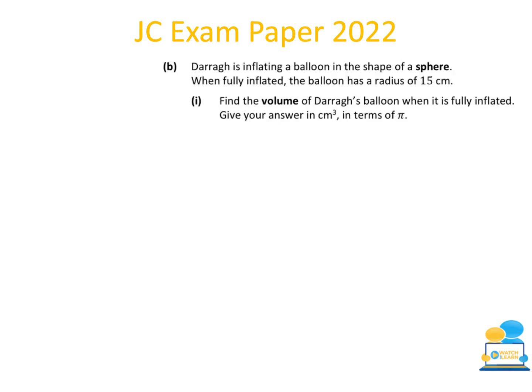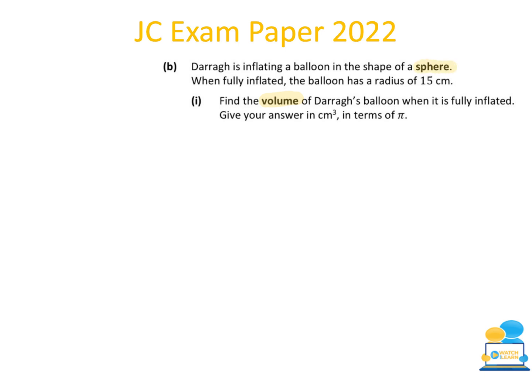Part B of this question tells us that Dara is inflating a balloon in the shape of a sphere. When fully inflated, the balloon has a radius of 15 centimetres. Find the volume of Dara's balloon when it is fully inflated and give your answer in centimetres cubed in terms of pi. So again, in this question, it's asking us to find the volume of a shape, and that shape they're asking us to find is the balloon, which is in the shape of a sphere.